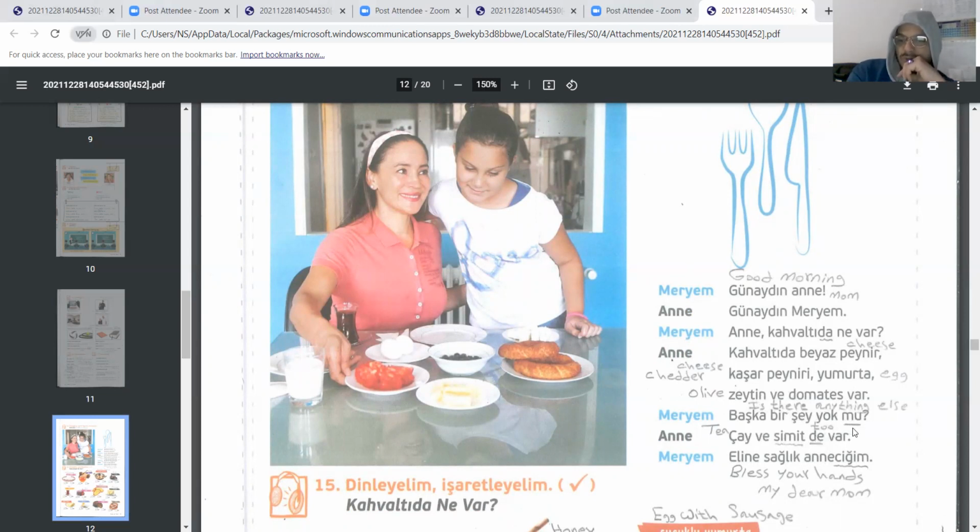Başka bir şey yok mu? She is wondering if something is missing on this table. Çay ve simit de var. Çay, tea, simit. This is simit. I don't know because we don't have something like that in the English language. This is the simit. It's a famous food in Turkey.